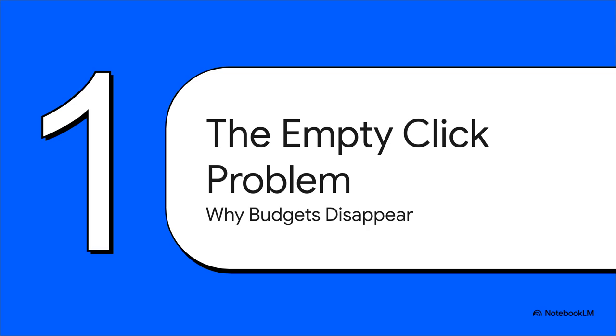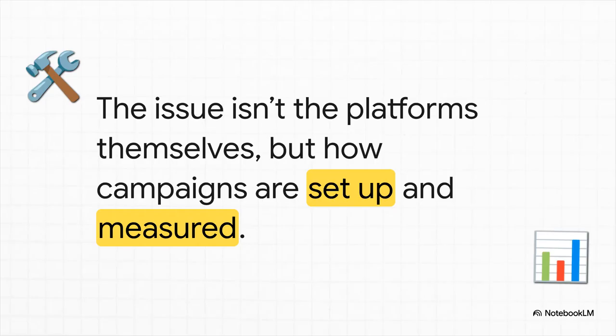Okay, so why does this happen? Let's get into it and really diagnose what's going on. We'll call it the empty click problem. And the good news is, it's not some big mystery. It's actually a symptom of a really specific issue in your strategy. It's so easy to blame the platforms, right? To say Google isn't working or Meta is just taking my money. But the truth is, these platforms are incredibly powerful. The problem, almost always, isn't the tool. It's how the tool is being used. It's all in how the campaigns are built and, this is the big one, how you're actually measuring success.